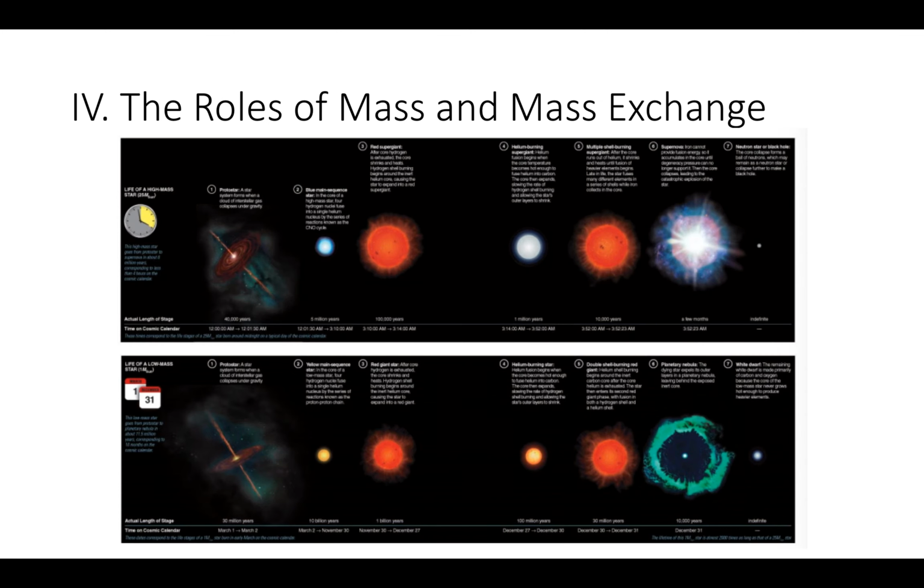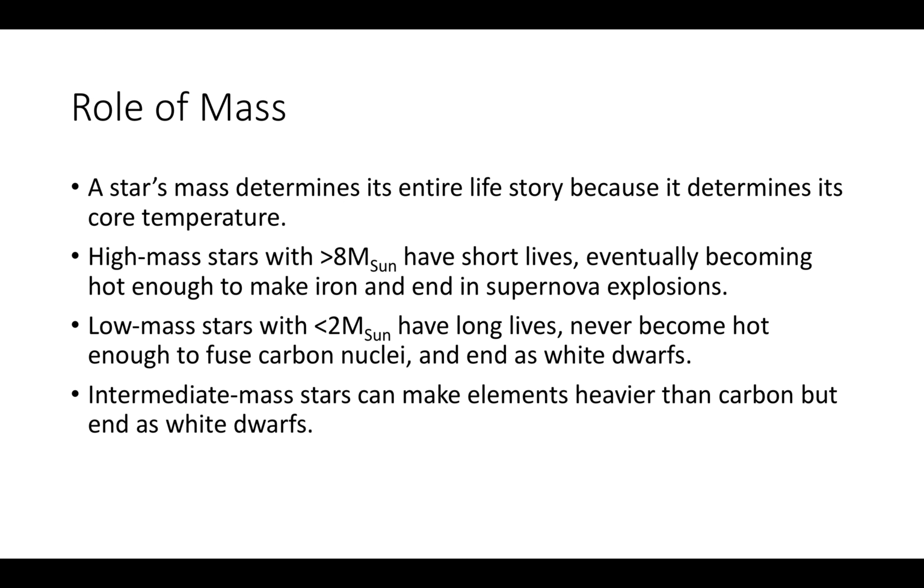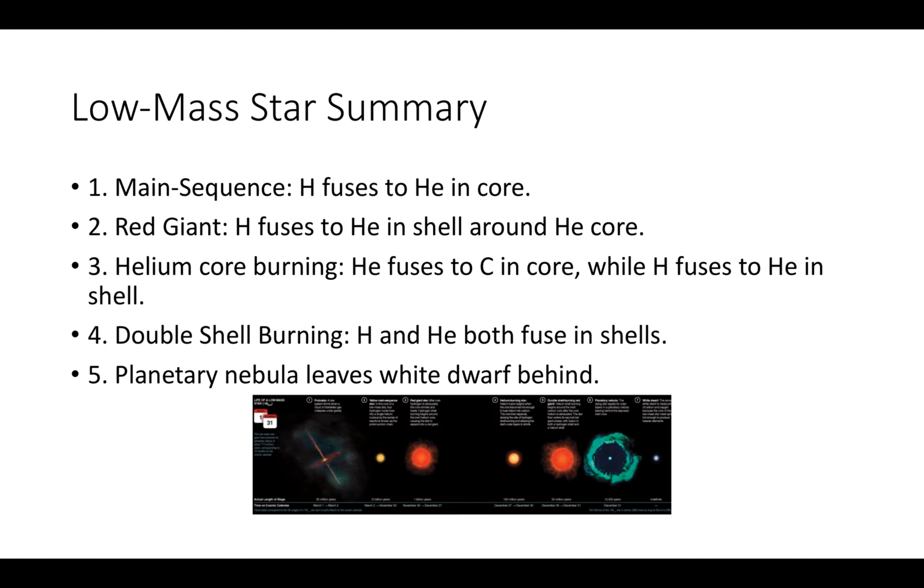So the roles of mass and mass exchange are pretty important. Mass determines a star's life story. High mass stars have short lives and become supernovas. Low mass stars have long lives, never really become hot enough to fuse carbon and those heavy elements, and end up as white dwarfs. Intermediate stars can make elements that are heavier than carbon, but they still end up as white dwarfs.